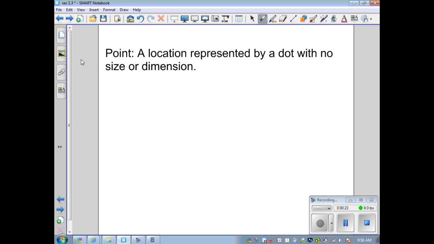In geometry, to represent a point, we draw it like a period. We have to label this with a capital letter, any capital letter. Here, I will call it A. So this diagram represents what we call in geometry point A.